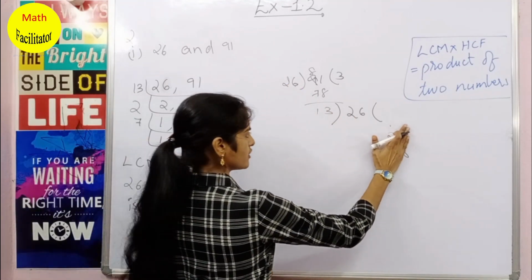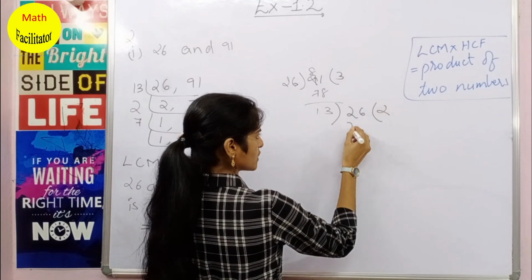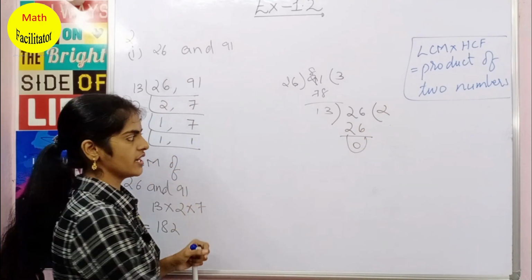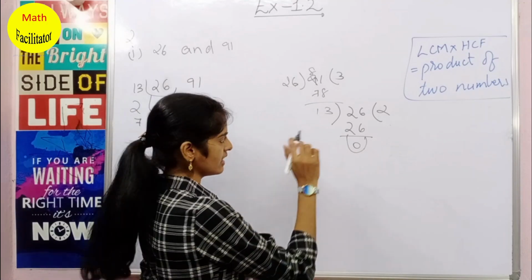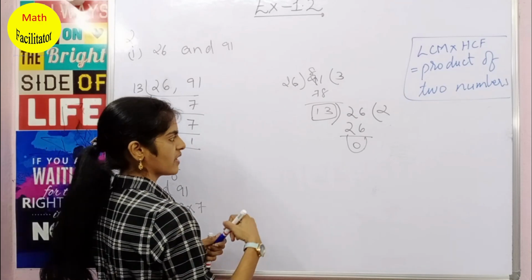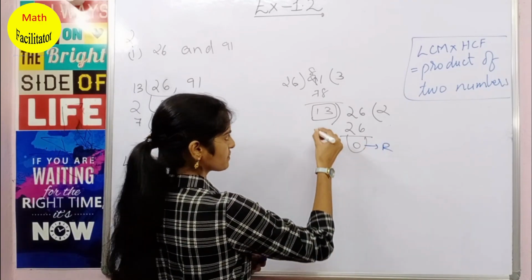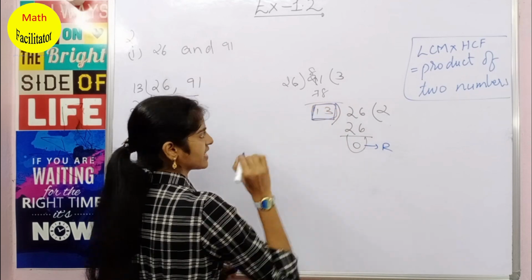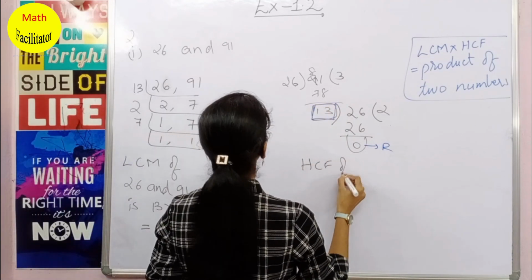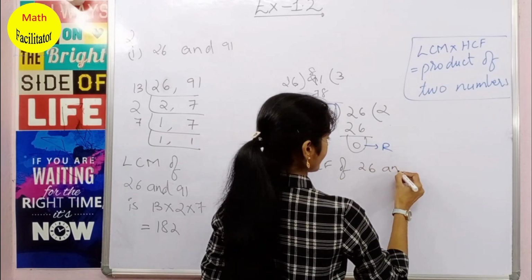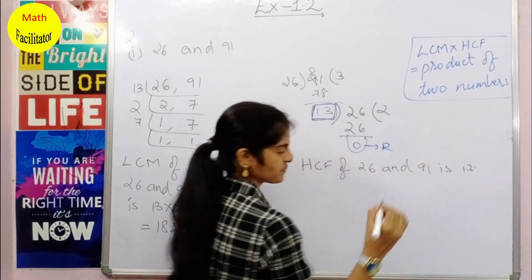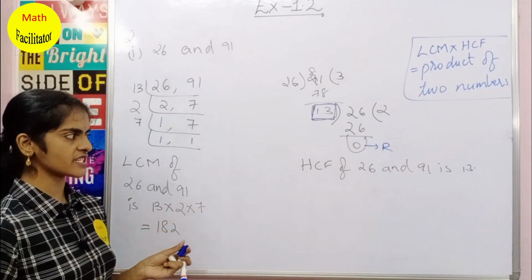Now you know that 13 2s are 26. Now the remainder is what? The remainder is 0. When the remainder is 0, you take the last divisor as the HCF. Wherever you get the remainder as 0, this last divisor is the HCF. So the HCF of 26 and 91 is how much? It is 13.